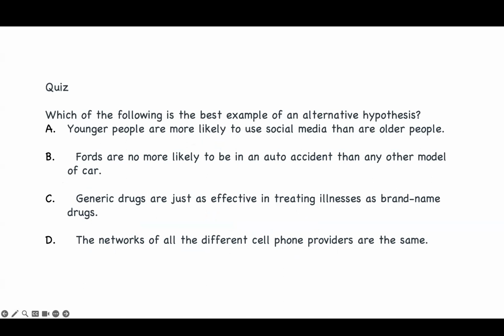Next question, please pause the video and read the question by yourself. So the correct answer is A. The research hypothesis specifies that the population parameter is not equal to some specified value, greater than some specified value, or less than some specified value.